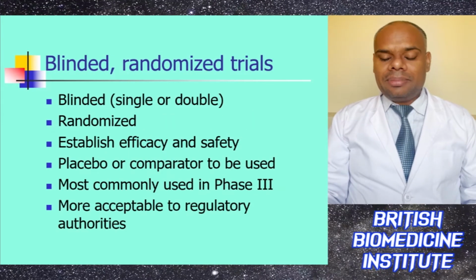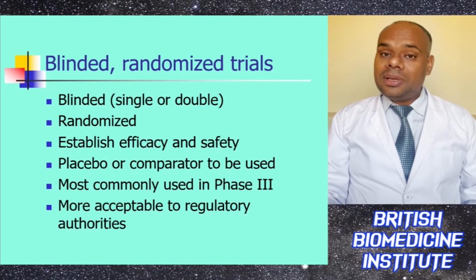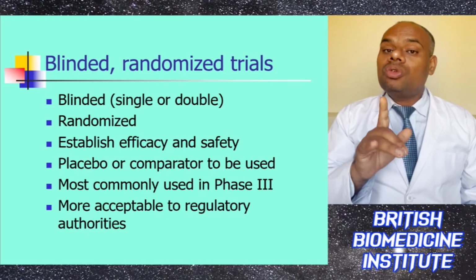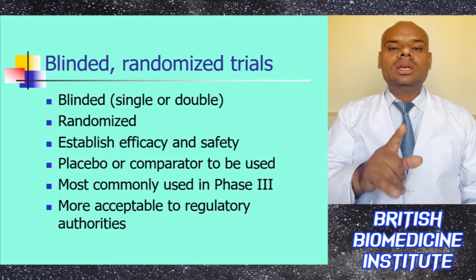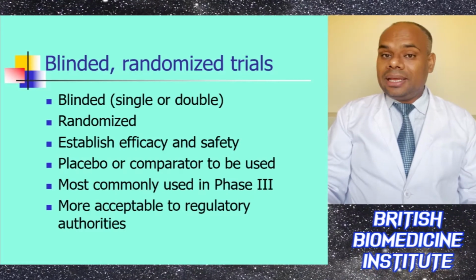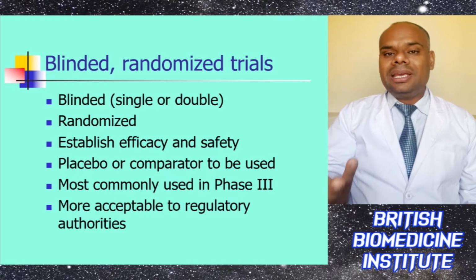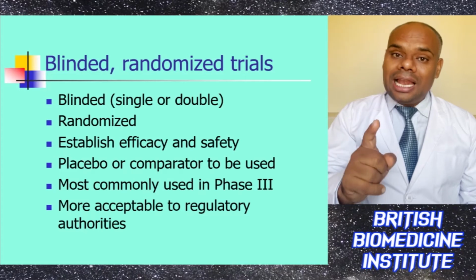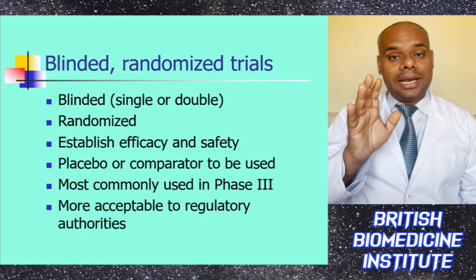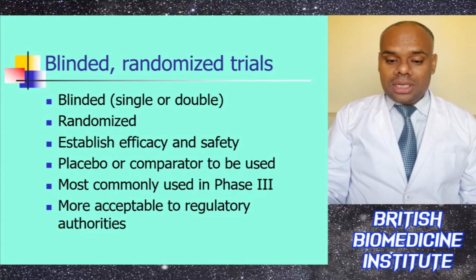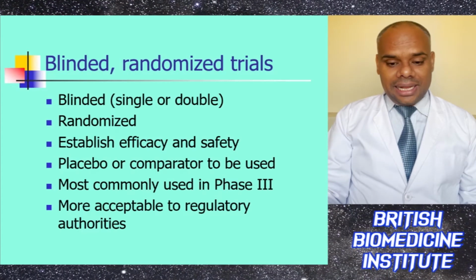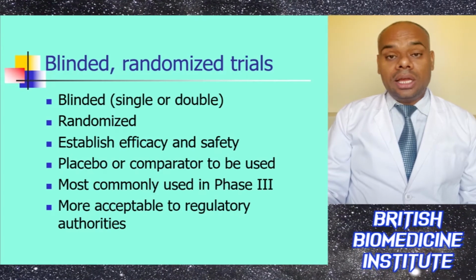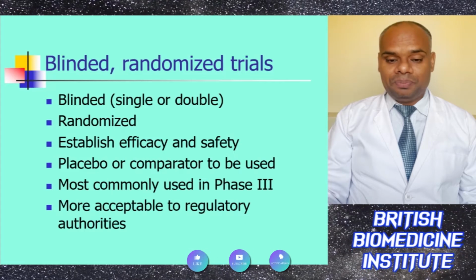Blinded or randomized trials can be single blinded, where the patient is not aware, or double blinded, where doctor and patient are not aware about the treatment which has been given to them. The patient may get an active medicine or placebo, and here randomization is important because it will help in reduction of bias. It is mostly carried out in phase 3 trials, and these are most acceptable to the regulatory authorities of different countries.